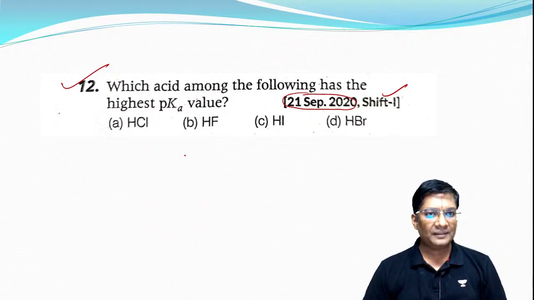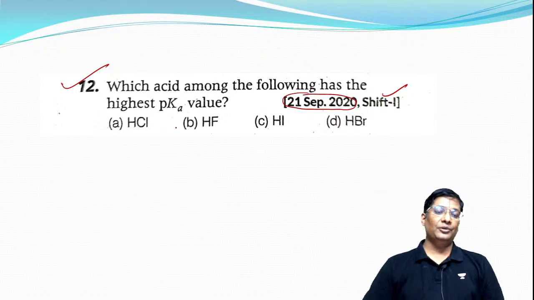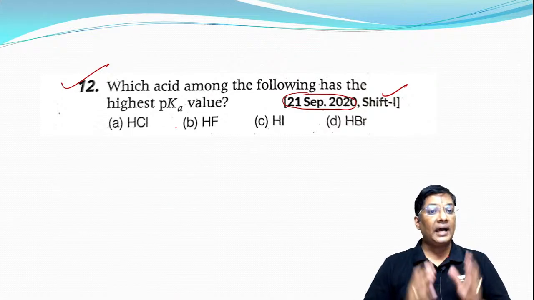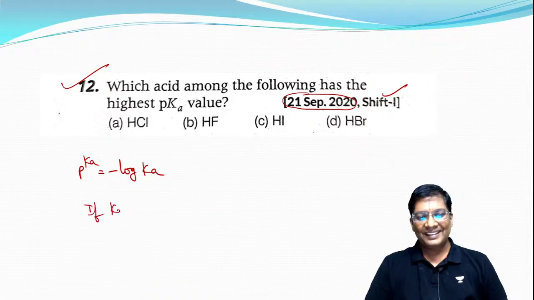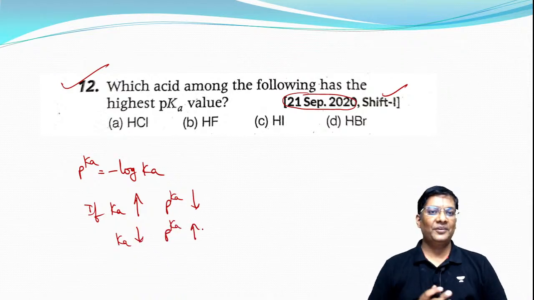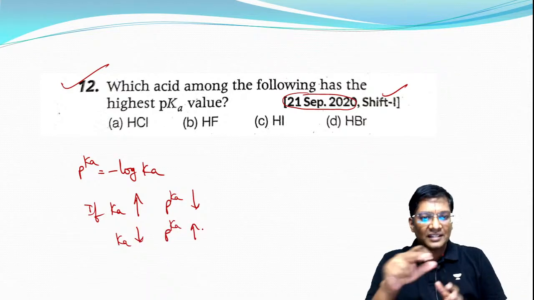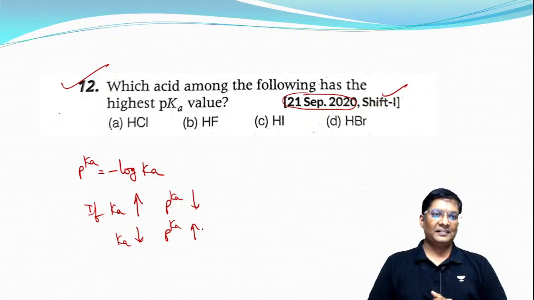Which acid among the following has the highest pKa value? This is the question. You know the formula of pKa: pKa equals minus log Ka. If Ka is high, pKa is less. If Ka is less, pKa is high. That is the concept. So based on this, you can easily find out the correct answer.